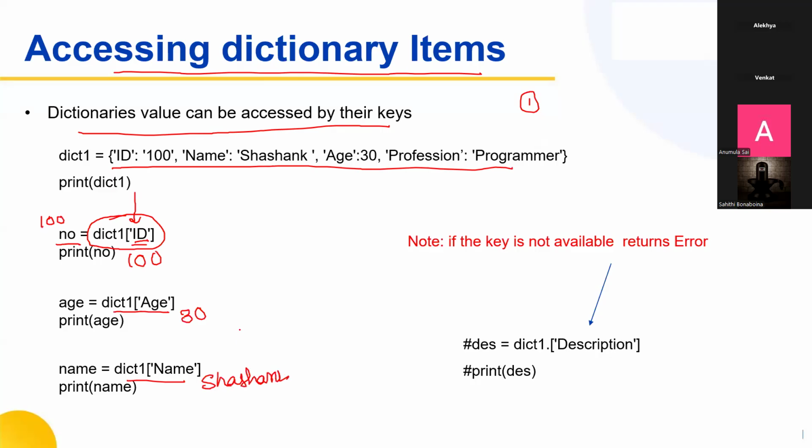Now I am asking dictionary one of description. Do I have any key called description? No. If you don't have the key and you try to access it, it will generate a key error. Actually, I don't have any key called description, but if I try to access it in the dictionary, it will generate an error. This is one way of accessing dictionaries.